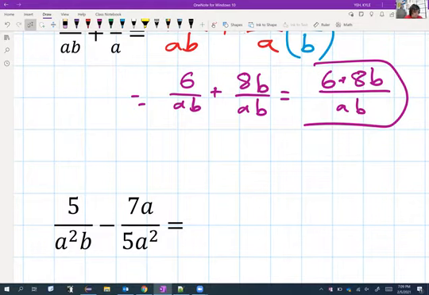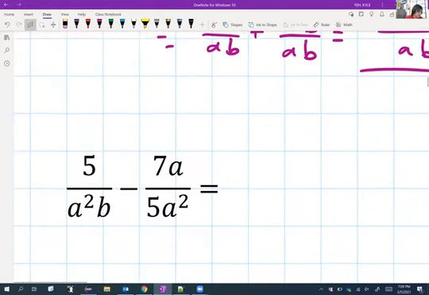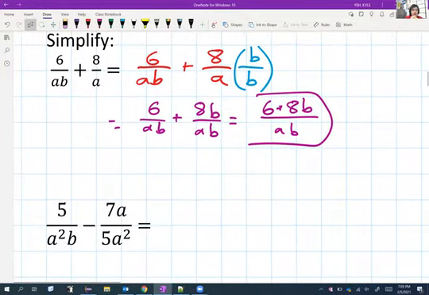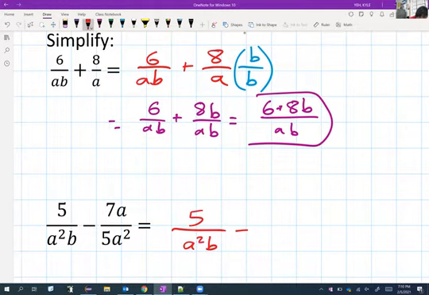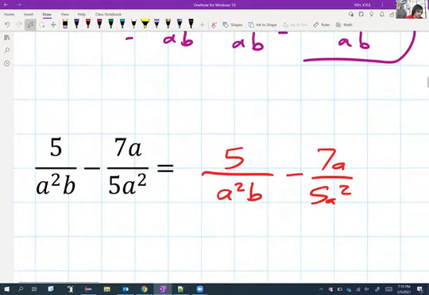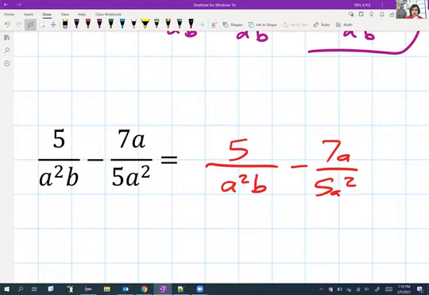A tiny bit harder one, not crazy. We're still not to factoring, we're just looking at some monomials on the bottom, but we have 5 over a squared b minus 7a over 5a squared. And again, we're trying to get a common denominator. Now, ask yourself, what is the LCM, the least common multiple for my denominators? How could I make them have the same denominator?